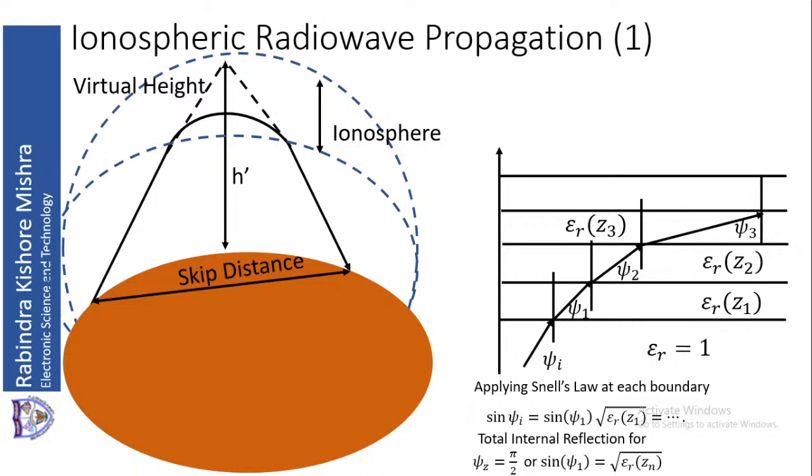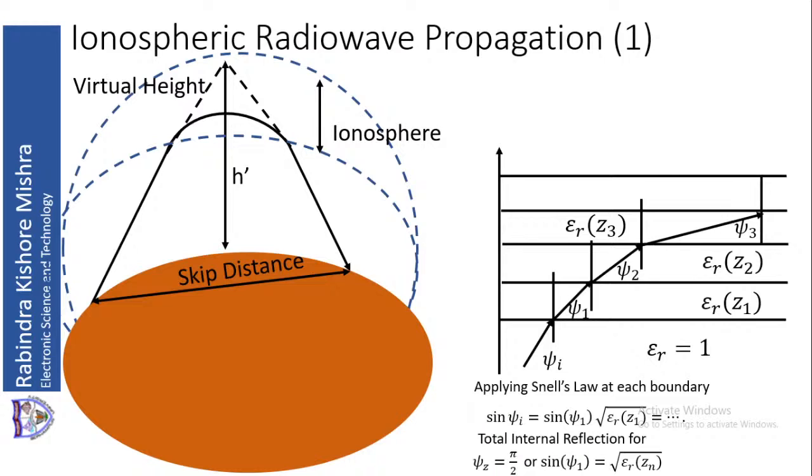If these are not chosen correctly, as I told, if omega is greater than omega c, it will pass through the ionosphere and will not come back. So we have to choose it correctly. Omega has to be less than omega c, or at most omega c. If it is omega c, then for vertical incidence it will come back. If it is less than omega c, for other incidence angles it will come back. So it will come back to the surface of the earth.